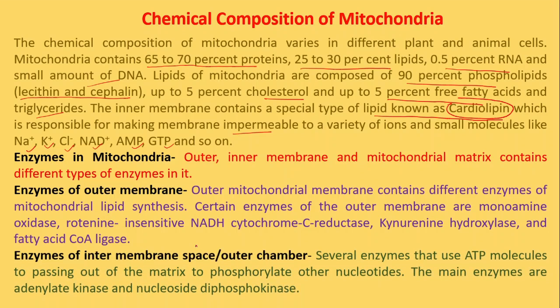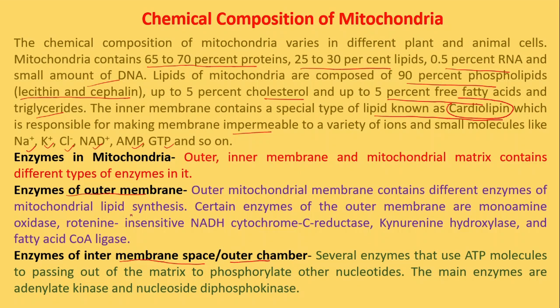Now, in the inner membrane there are different types of enzymes present, because initially we have seen that functionally both membranes are different, or they play different types of roles. Why? Because they contain different types of enzymes. Now, the intermembrane space, or we may call it the outer chamber, also known as the space between the two membranes, that is the inner membrane and the outer membrane, contains different types of enzymes.